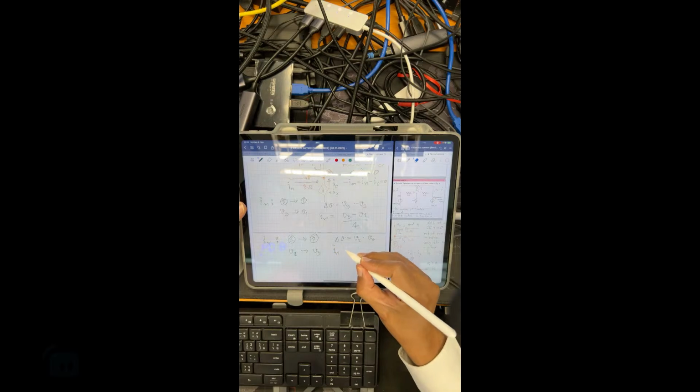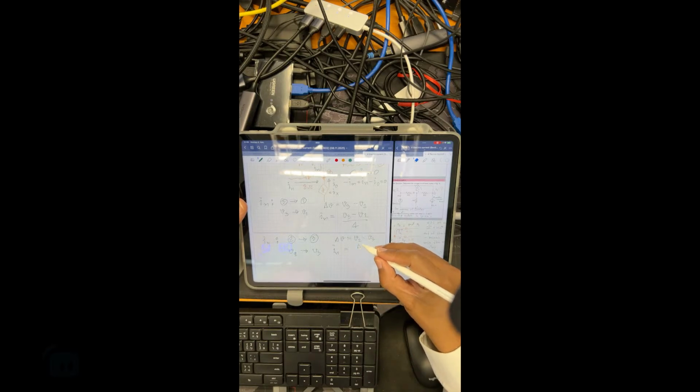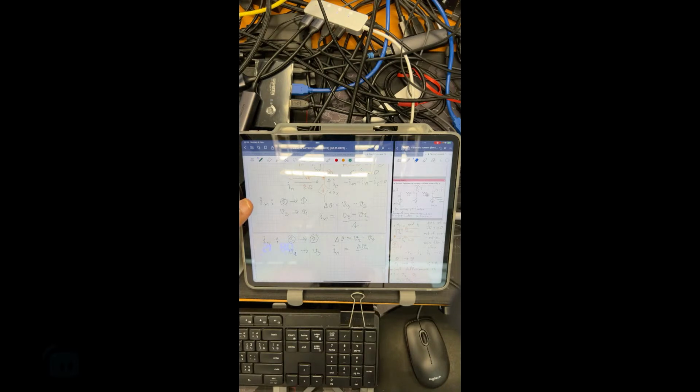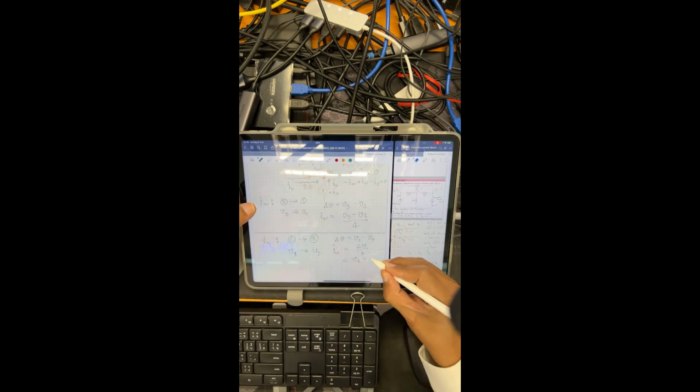Let's talk about IN from node number 2 to node number 3. It's going to be delta V divided by the resistor. What is that? It's 8 ohm, right? Divided by 8, we have V2 minus V3 divided by 8.